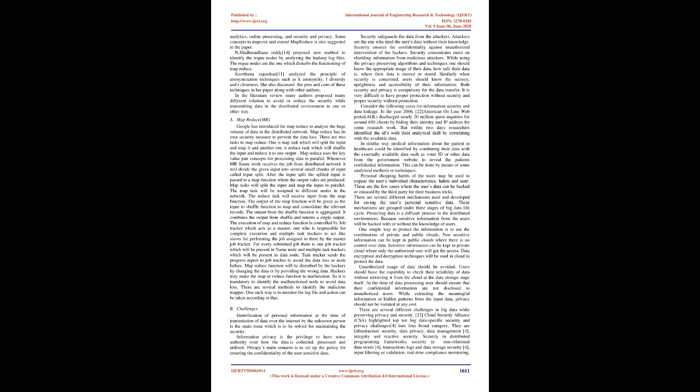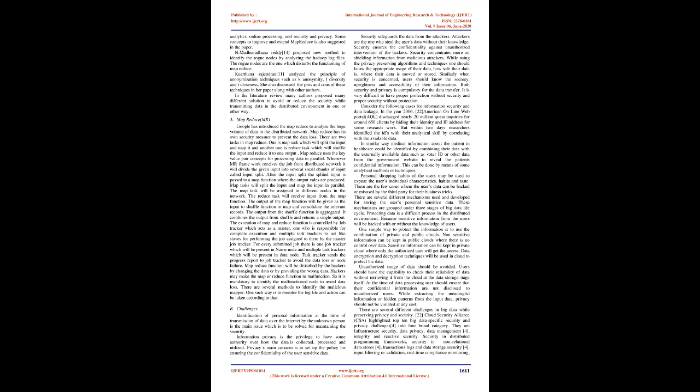The execution of map and reduce functions is controlled by the job tracker, which acts as a master, the one who is responsible for complete execution, and multiple task trackers act like slaves for performing the jobs assigned to them by the master job tracker. For every submitted job there is one job tracker, which will be present in the name node, and multiple task trackers, which will be present in the data nodes. The task tracker sends progress reports to the job tracker to avoid data loss or node failure.